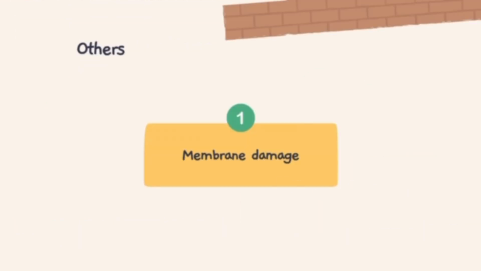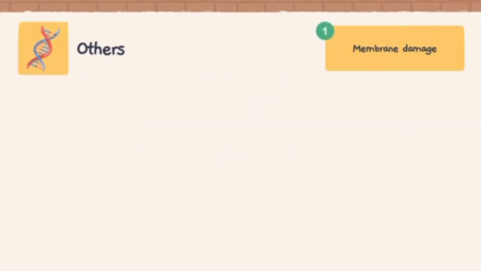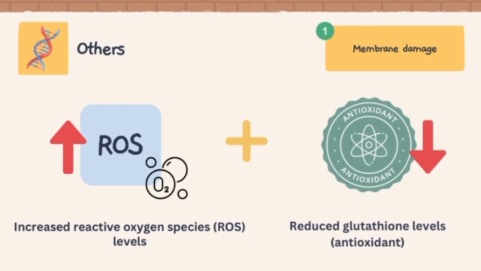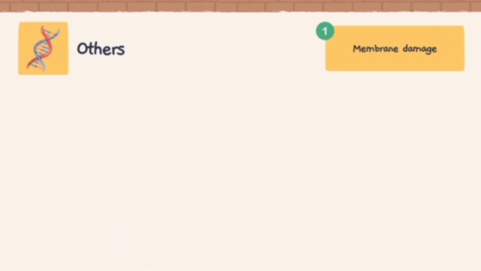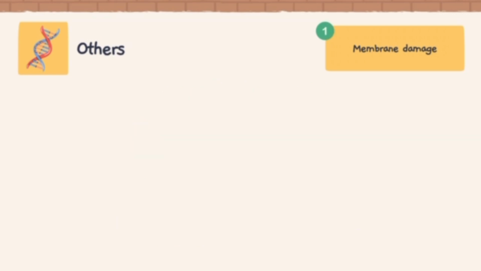So silicon dioxide can cause inflammation, fibrosis, pulmonary damage, and even DNA damage, like mentioned before. Furthermore, exposure to silicon dioxide nanoparticles increases reactive oxygen species, or ROS, levels and reduces glutathione levels. This will lead to an increase in malondialdehyde production and lactate dehydrogenase release from the cells, which indicates lipid peroxidation and membrane damage, in which this will affect the human membrane and may lead to chronic diseases.